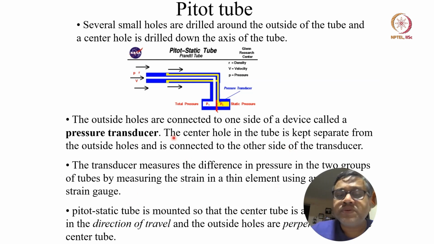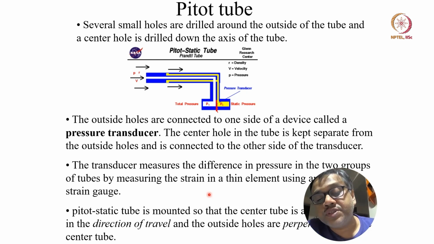So the transducer, what does it do? It can be a manometer, as simple as that. It measures the difference in pressure in the two groups of the tube by measuring the strain. So basically there is a thin element. If you have a difference in pressure, you induce a certain amount of strain. So by measuring the strain, we can determine the difference in pressure.